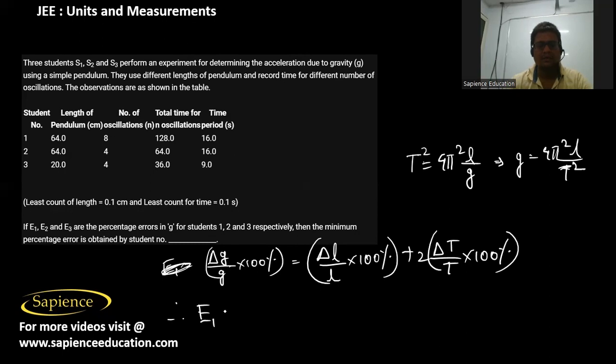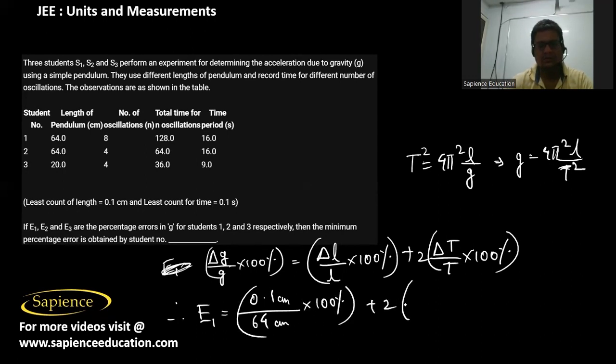So now E1, that is the percentage error in G for the student 1, will be equal to the percentage error in length of the student 1. So as we can see, student 1 performed 8 oscillations. So the least count, so the error will be lesser, which will be 0.1 centimeter by 8 into the length. No, no, length, it will be 0.1 only. And the length of the pendulum is 64 centimeter into 100%, plus it is twice of delta t by t into 100.